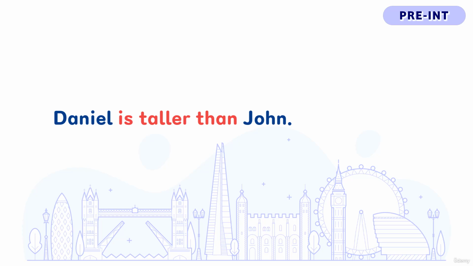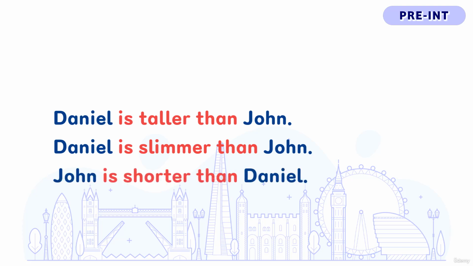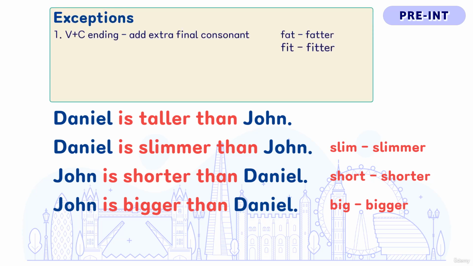Here are a few other example sentences. Daniel is slimmer than John. John is shorter than Daniel. John is bigger than Daniel. So the comparative form of slim is slimmer, for short it's shorter, and for big it's bigger. And as you can see, with slimmer and bigger, with some adjectives, we add one extra consonant of the final consonant and then add er. And this happens when the adjective ends in a vowel plus consonant combination. So fat is fatter and fit is fitter.